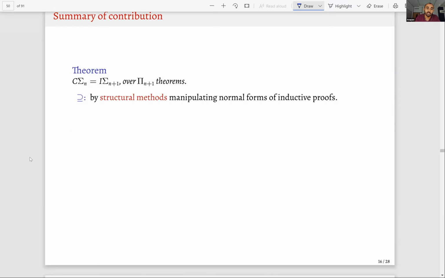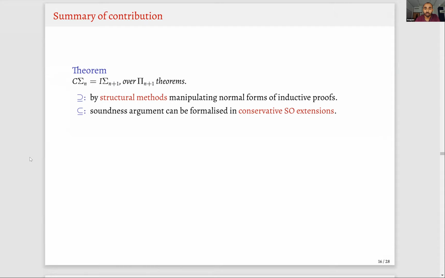So we manipulate inductive proofs. We have a form of cut elimination, which allows us to tame the logical complexity in the proofs. And then we have a constructive realization of the deduction theorem in order to obtain the result. Of course, the main difficulty is in making sure that we achieve the correctness condition for cyclic proofs. And in the other direction, we are inspired by Alex Simpson's arguments, which is to use conservative second order extensions, and we track logical complexity.